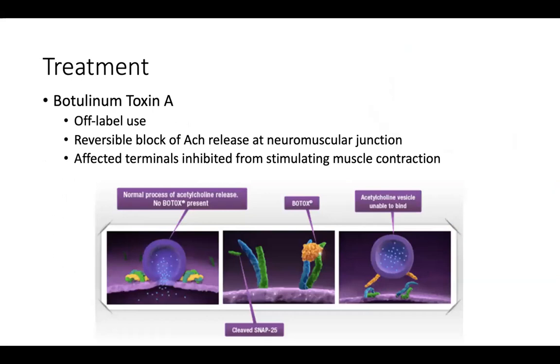And just a quick note about Botox. Treating spasticity with Botox injections is actually considered off-label use. It's not approved by the FDA, but it is used extensively. And the mechanism of action is good to keep in mind because this is a testable thing, but it provides a reversible block of acetylcholine release at the neuromuscular junction, which then prevents the stimulation of muscle contraction. So it helps a lot with spasticity.